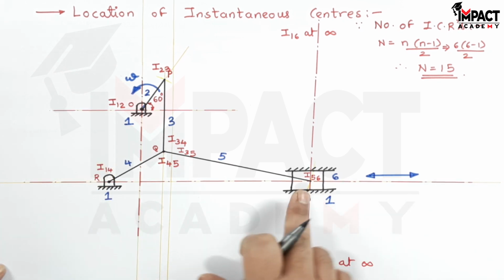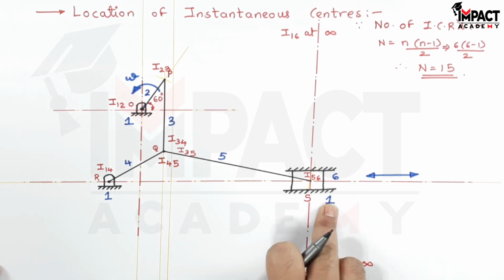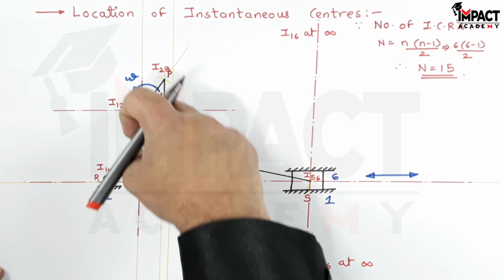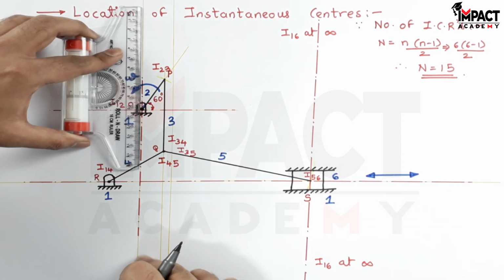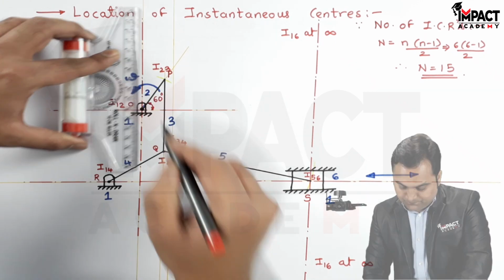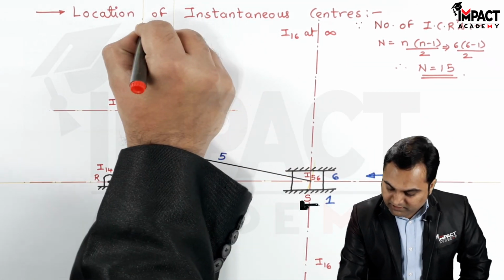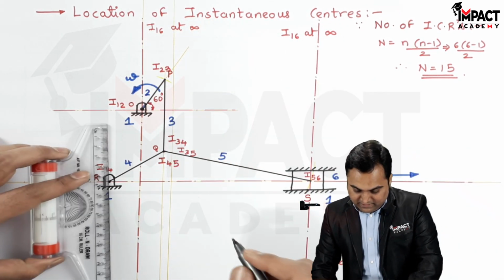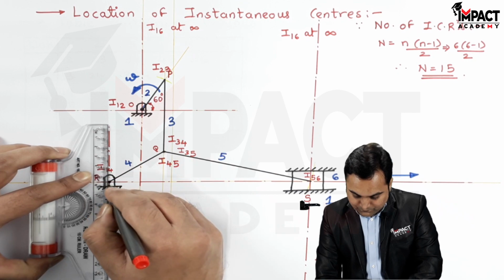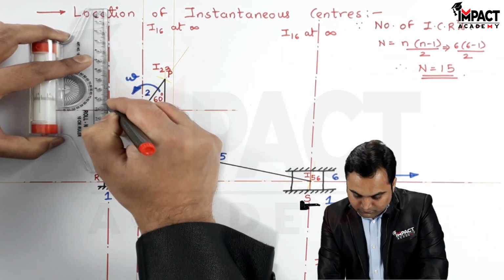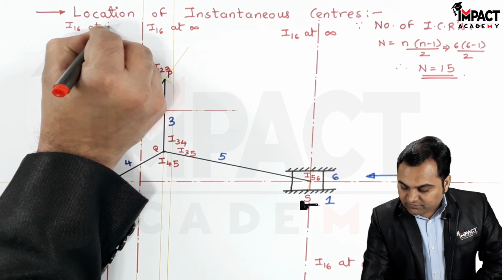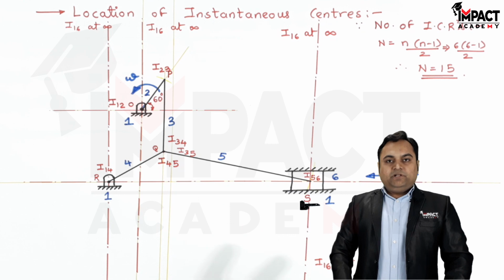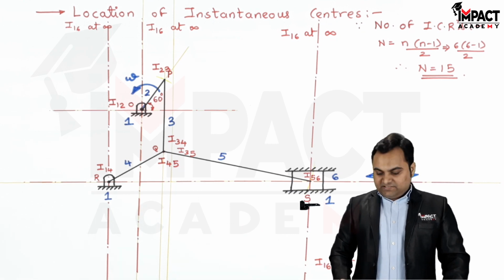Now similarly, this slider is sliding with the fixed link 1. I can transfer the motion over this fixed link 1 and similarly over here as well. So just extending this would also give me I16, since here I have link number 1 at infinity, and similarly over here, I16 at infinity.